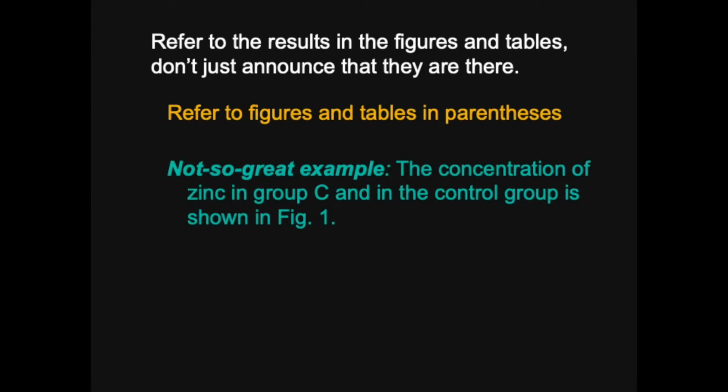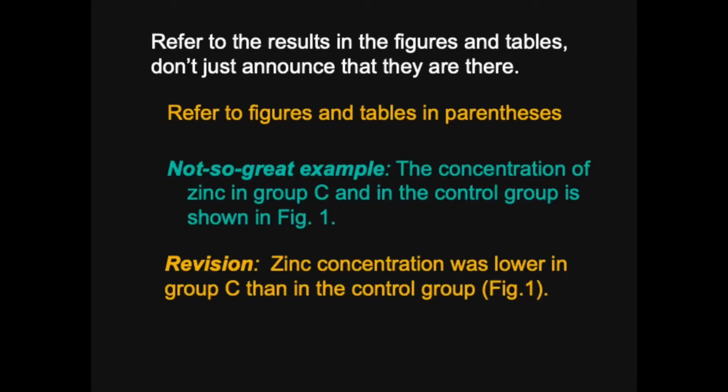The concentration of zinc in group C and in the control group is shown in figure 1. Okay, so this example is just simply announcing this is what's in figure 1. It's not really telling us anything useful. How could we do it better? We could say something like this. Zinc concentration was lower in group C than in the control group, figure 1.